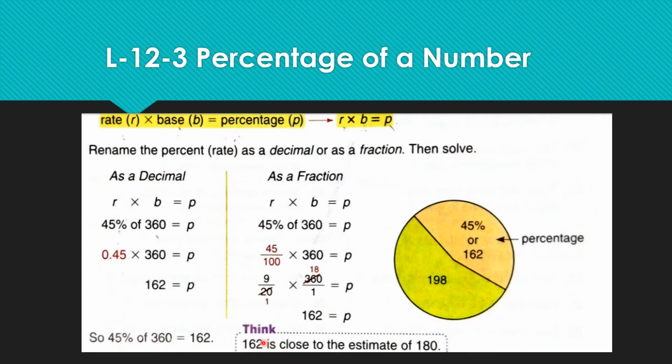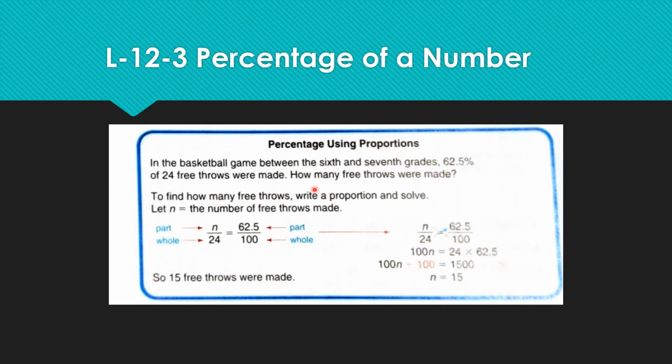Then another method for finding the percentage is by using a proportion. You learned the proportion before. In the same way, find the part and the whole. The whole is given and we find the part. This is the part. What is this? 62.5% out of 100, because it is a percentage, and the percentage altogether is always 100.